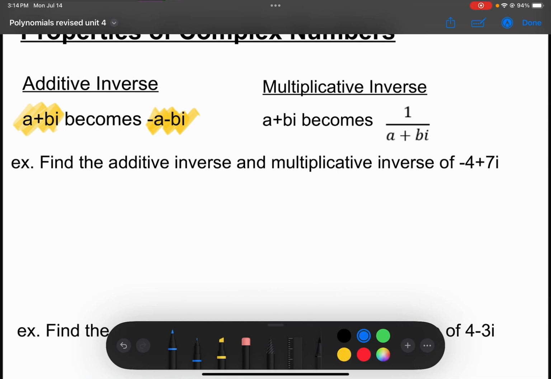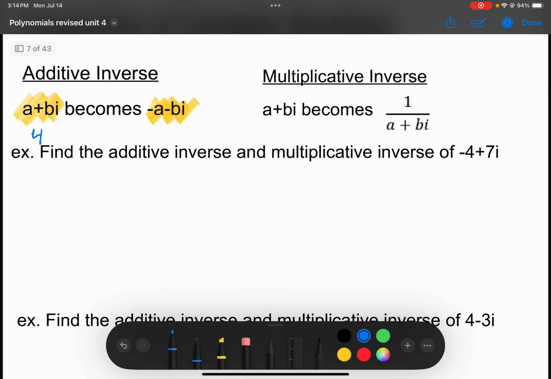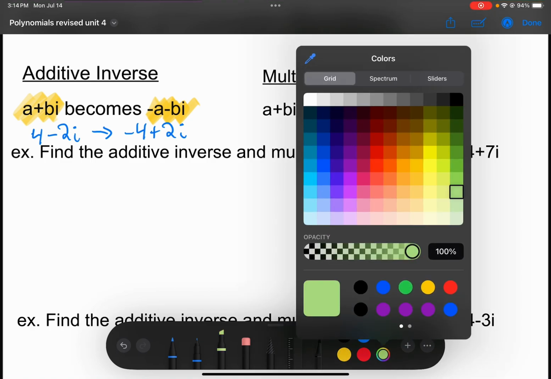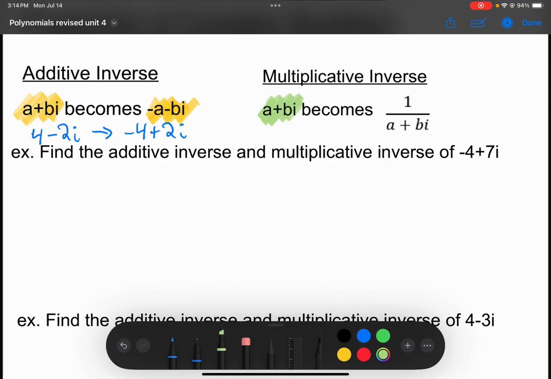If we had something like 4 minus 2i, the additive inverse of that would be negative 4 plus 2i. For multiplicative inverses, we have the reciprocal of this. So we just put 1 over that whole thing, and that's a multiplicative inverse. We're taking the reciprocal.